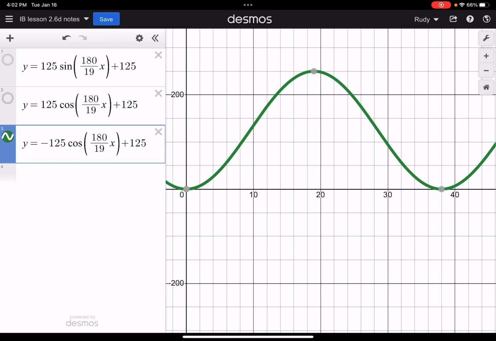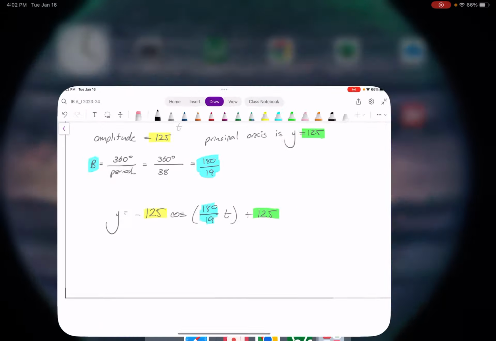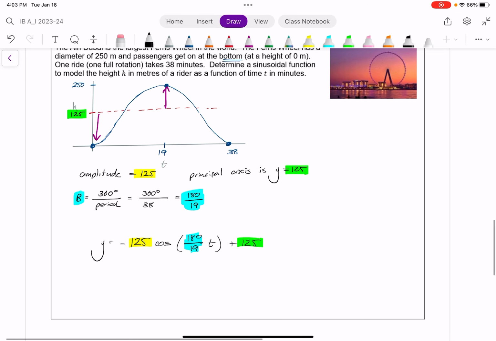All of these, if I graph all of these, they're all different. They're all related. They all have the same amplitude. They all have the same period. They all have the same B parameter. They all have the same principal axis, but they're not the same wave. And that last part tends to be pretty challenging, to think about which function we should use and whether the parameter should be negative or positive.